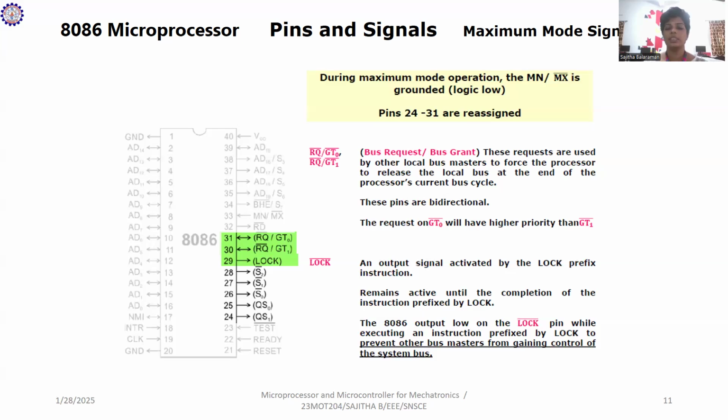The 8086 outputs a low on the LOCK pin while executing the instructions prefixed by LOCK, to prevent other bus masters from gaining control of the system bus. So this much is about the maximum mode signals.